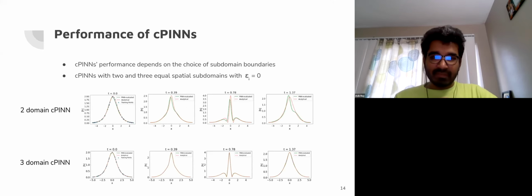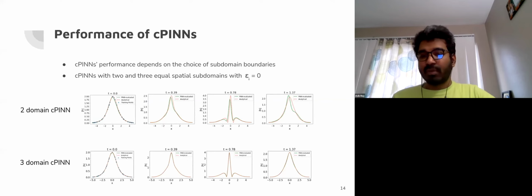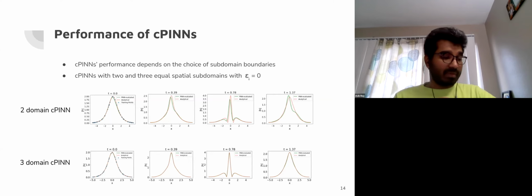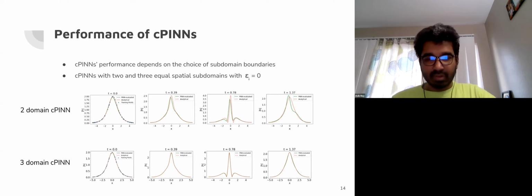However, C-PINNs have their own issues. One of the things is that their performance totally depends on where you choose the subdomain boundaries to be. For example, in this particular problem, we are looking at two different choices of subdomain boundaries. In the first, we have two subdomains, and the subdomain boundary is taken at x equals 0. In the second set of rows, you can see we are taking a 3-domain C-PINN, where you have equally distributed the entire x range over 3 subdomains, and apply the C-PINN loss function to optimize them.